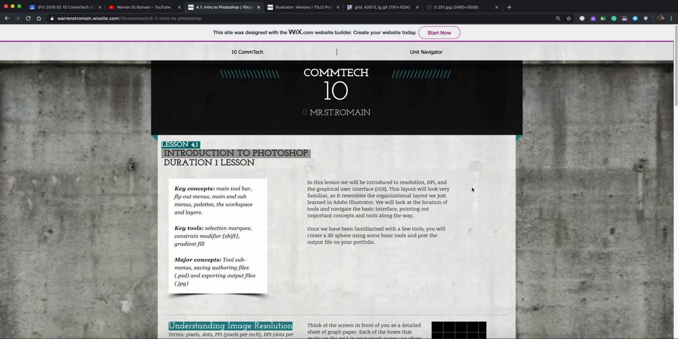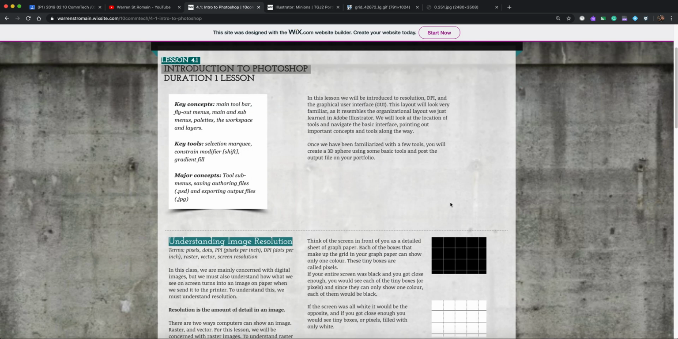So the main things we're going to be talking about are resolution, image resolution, and some terms that you might have heard thrown around: pixels, dots, pixels per inch, dots per inch, raster, vector, and screen resolution. Okay, these are terms you've probably heard. You've probably heard people say things like 1080p or 720p or standard or HD. What do these terms mean? What are they referring to? And we'll talk about exactly what those things mean and how they relate to Photoshop.